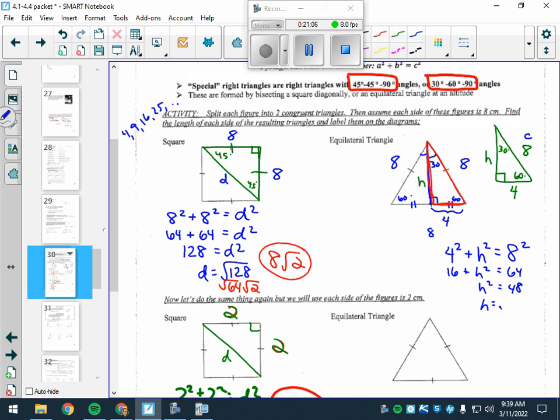So we need to simplify the square root of 48. What goes into 48 that is a perfect square? Daphne? 16. So square root of 16, square root of 3. So our height is 4 root 3.